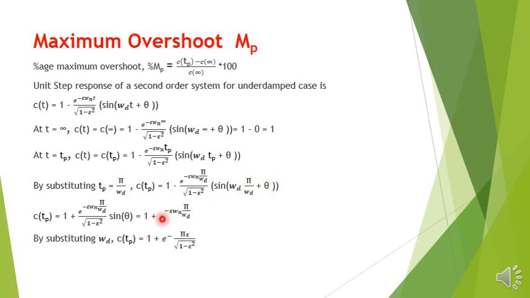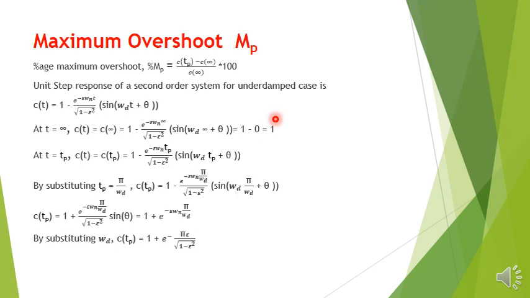Right? Now what is sin theta? Based on tan theta is equal to root of 1 minus zeta square divided by zeta, sin theta is equal to root of 1 minus zeta square. So these two get cancelled and it remains 1 plus e to the power minus zeta omega n pi by, so if I substitute omega d is equal to omega n root of 1 minus zeta square, it becomes 1 plus e to the power minus pi zeta by root of 1 minus zeta square. This is by substituting omega d. So C of tp is this, C of infinity is 1.